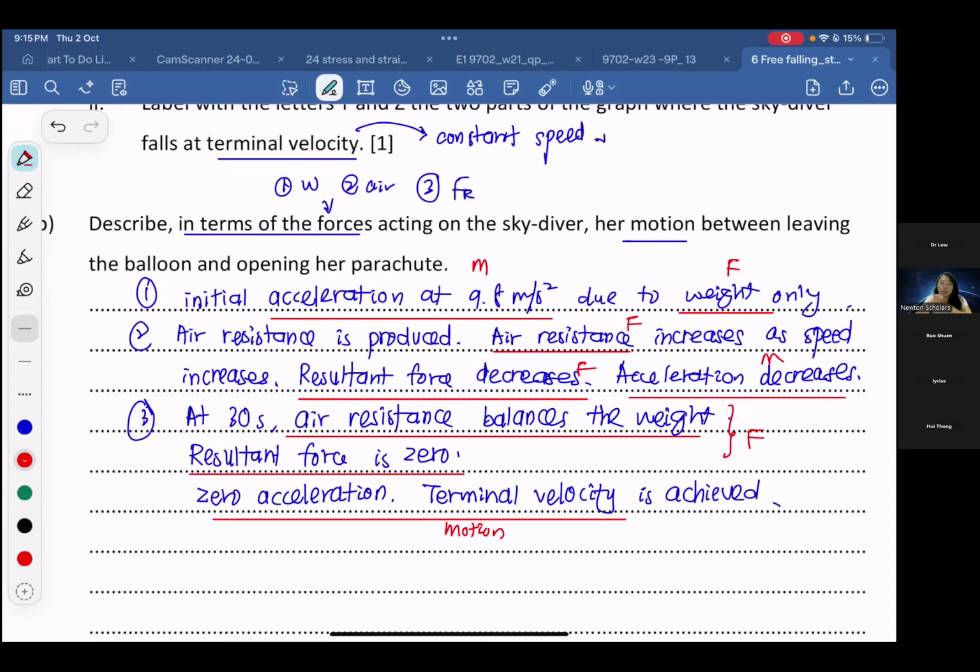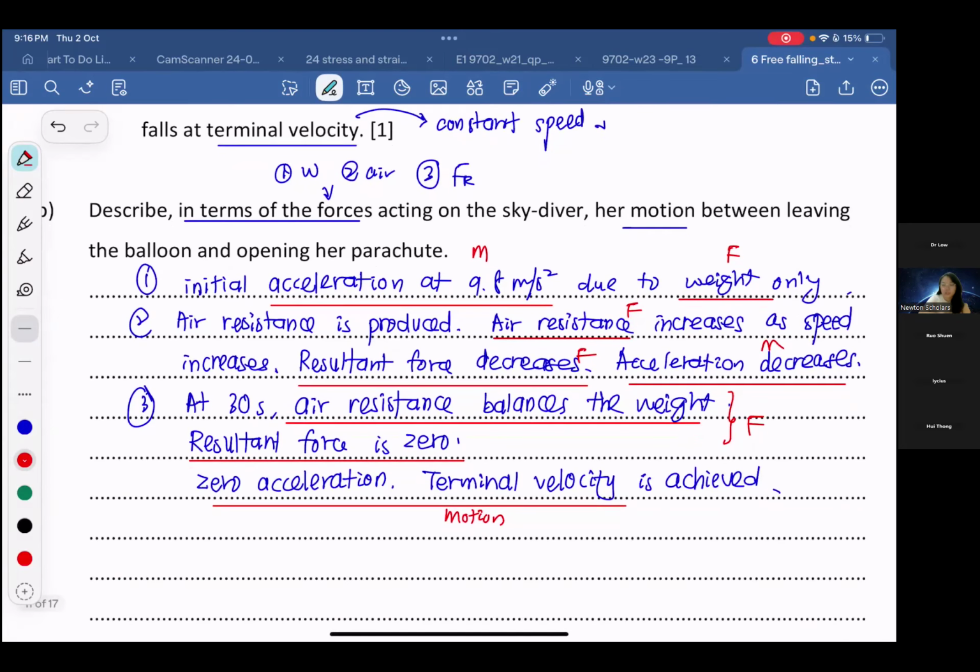I'm not going to continue talking about the parachute motion because in this question they said between leaving the balloon and before it opened the parachute. So until this step is already good enough. Okay, so I give you 30 seconds to complete this. After you complete writing it down, you give me some response, then we can proceed to the next page.